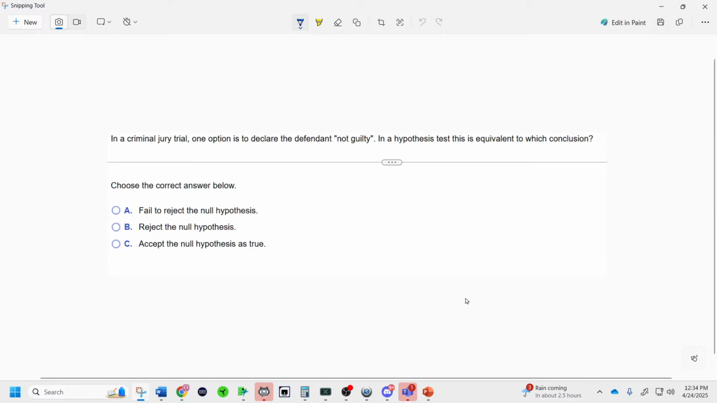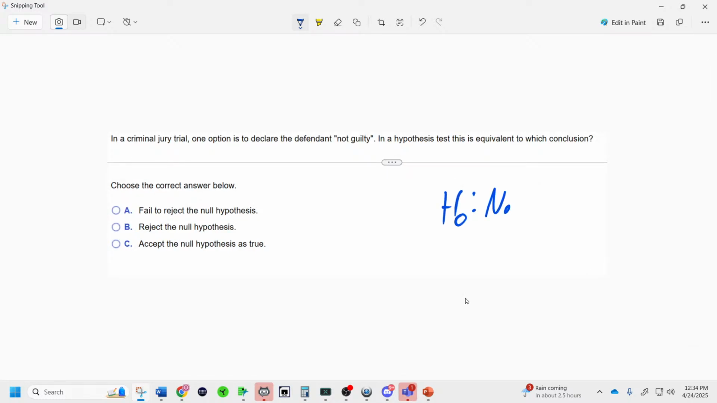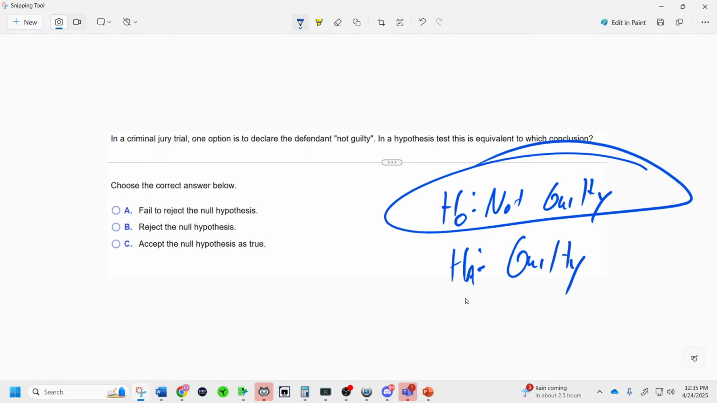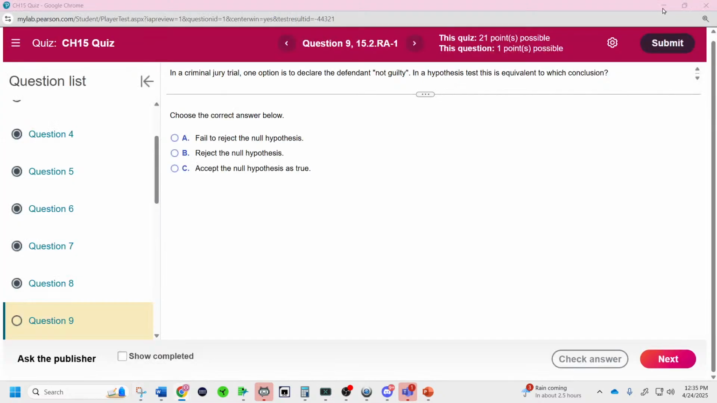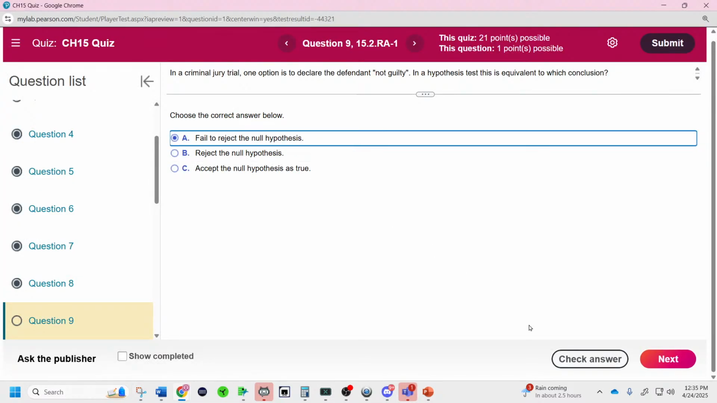So with this right here, the null is not guilty. So they're going to bring evidence. And if they bring evidence, they're going to say you are guilty. But due to them failing to bring evidence, they are going to retain the null. That's another way to say it. And we are going to not reject it. Retain means to stay with. And so we're going to fail to reject the null right here.